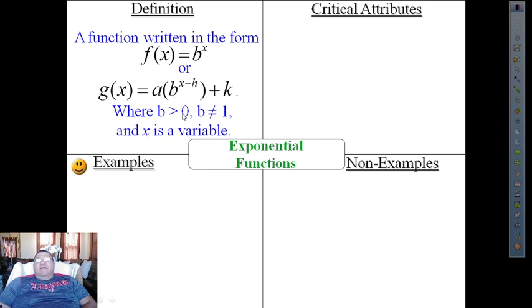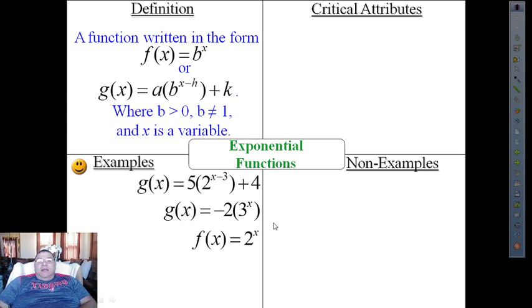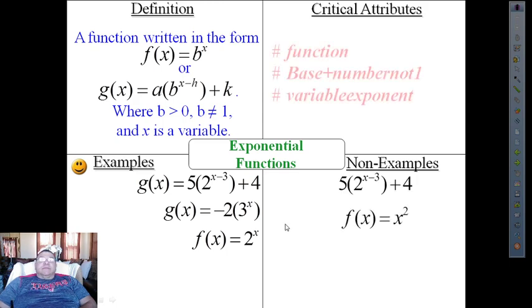And we're going to get into the negative ones, and you probably saw that already in the function form for Desmos that I gave you. I'm pretty sure you filled out your pit table already. Examples, non-examples, and hashtags. Function, hashtag base with positive number, not 1, and variable exponents. All right, let's move on.